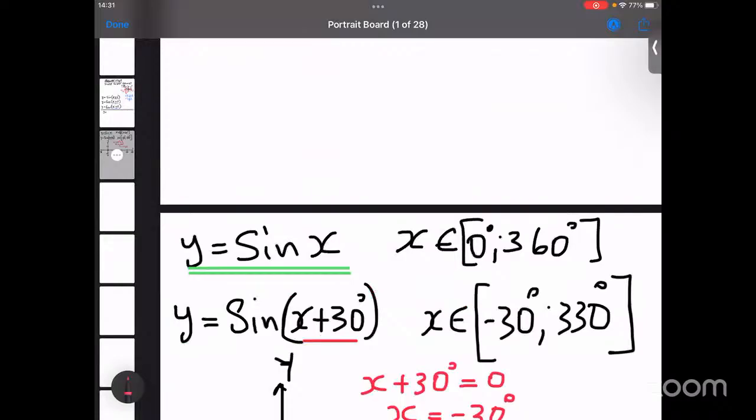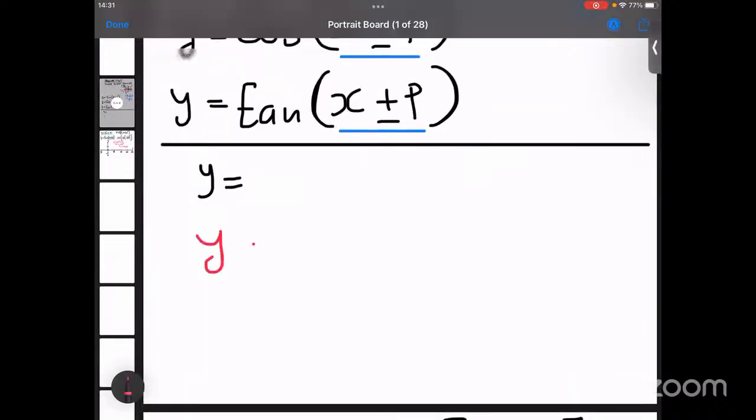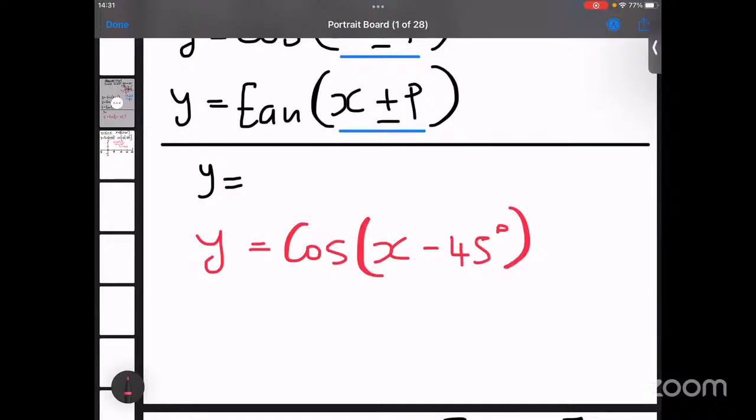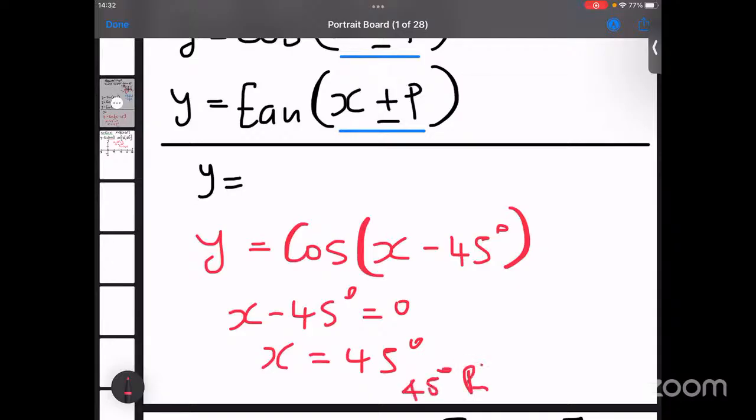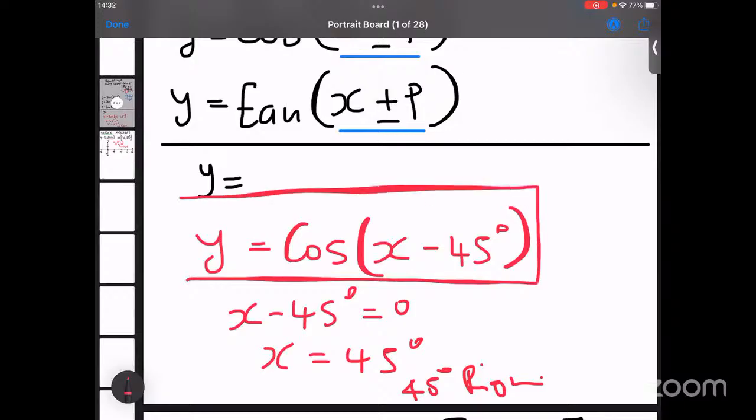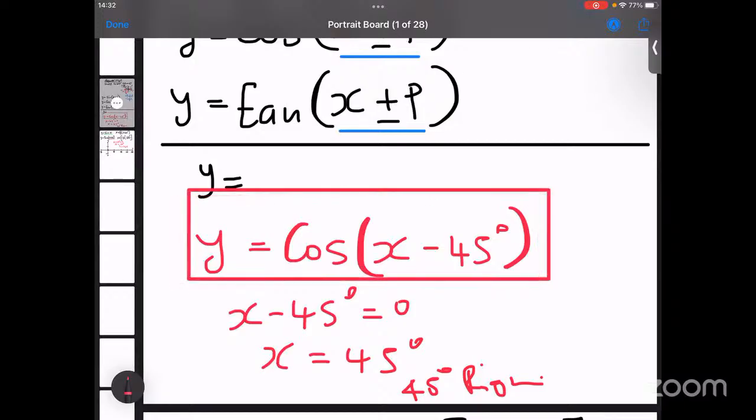Let me add, if we had something like y equals cos x minus 45 degrees, then it becomes x minus 45 degrees, you equate it to 0, and x equals positive 45 degrees. That means it has shifted by 45 degrees towards the right. So in other words, for this function, it does not start from 0, but it starts from 45.